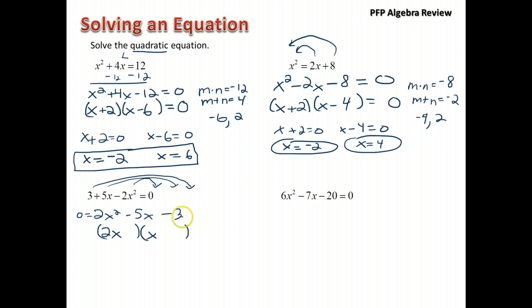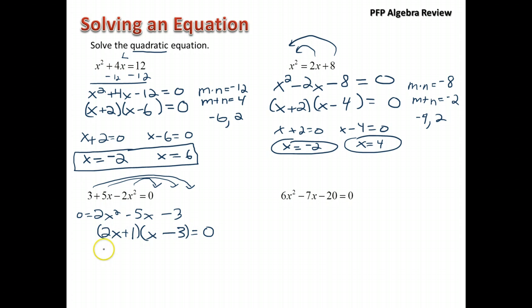The good thing about the 3 is that it only breaks apart as either 3 and 1, or 1 and 3. So either the 3 goes first and then the 1, or the 1 goes first and then the 3. Those are your only options. And it's going to be that the 1 goes first and then the 3, because we want to end up with a negative 5x. So we're going to have a negative 6x and a positive 1x to make it work out. And this is equal to 0.